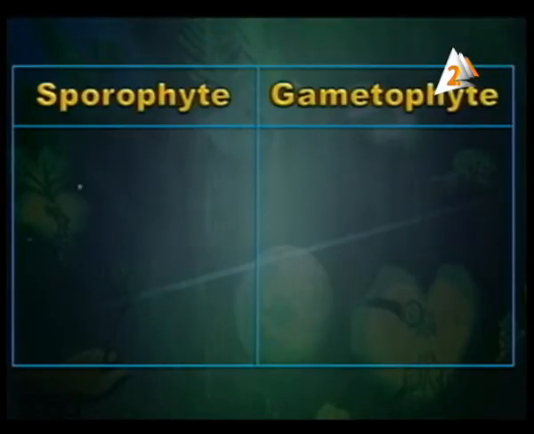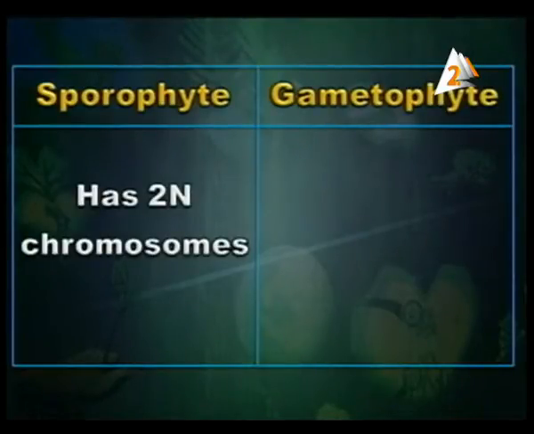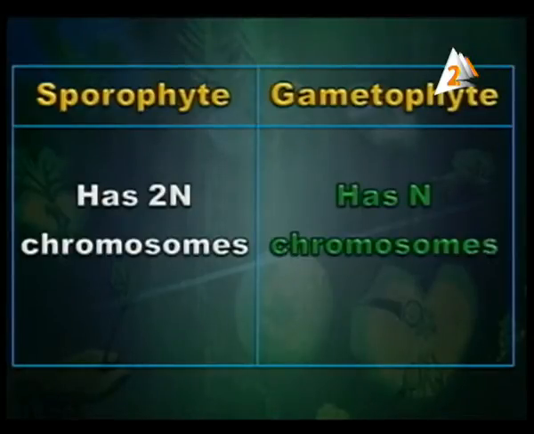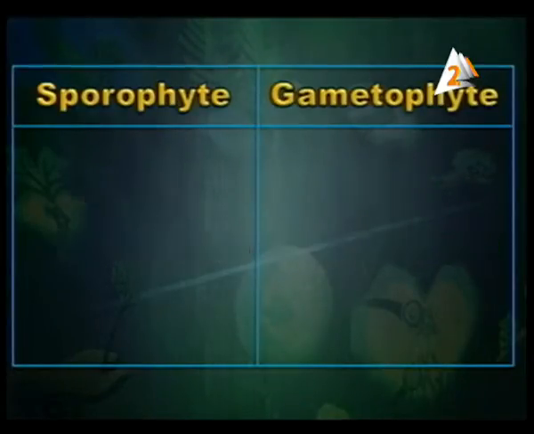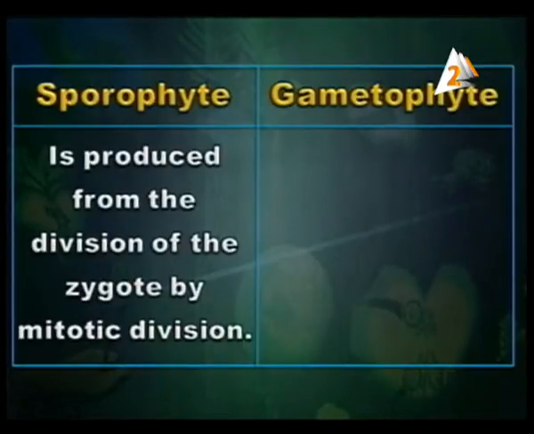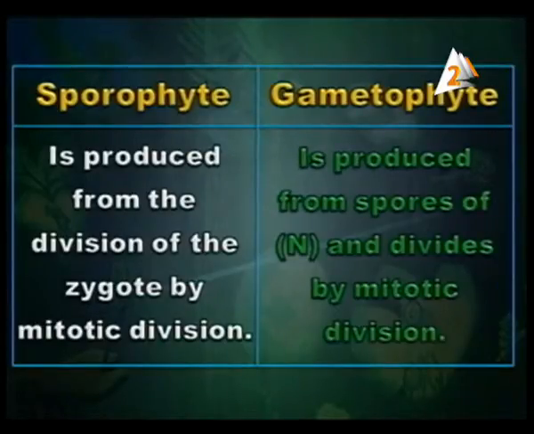The sporophyte and the gametophyte. The sporophyte has 2N chromosomes. Compare between sporophyte and gametophyte. Very good. The sporophyte has 2N chromosomes or diploid, while the gametophyte has N chromosomes or haploid. The sporophyte is produced from the division of the zygote by mitotic division, while the gametophyte is produced from the spores of N chromosomes and divides by mitotic division also.